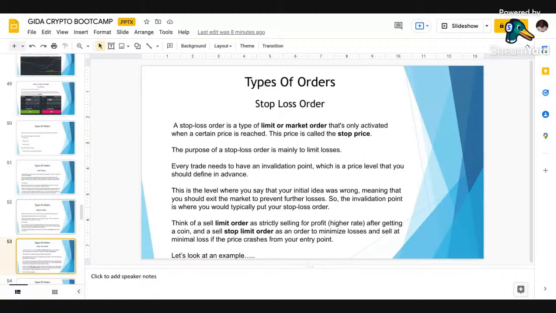If you set a very high price and price never gets there, your order is not going to be filled until price reaches that level. For a market order, you are buying and selling instantly at the current available market price, the best market price.